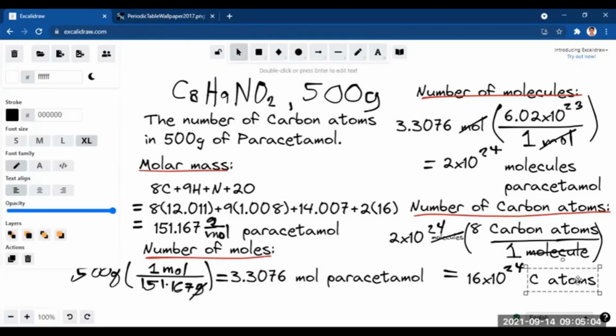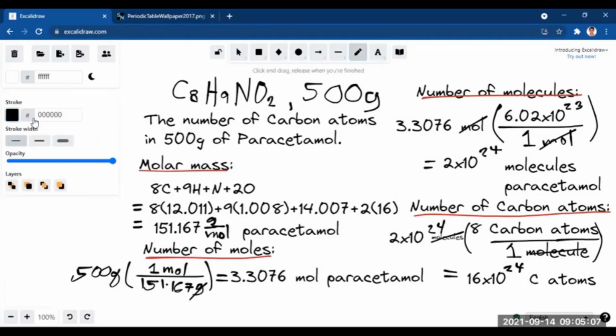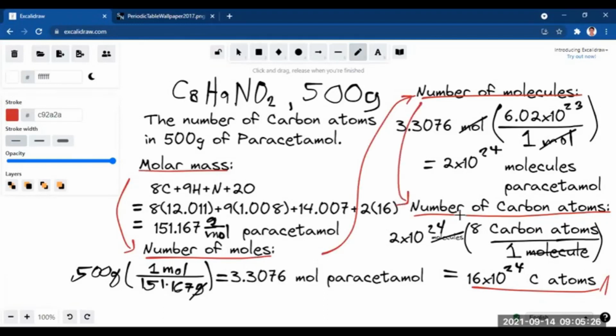Okay, so we just repeated the steps of our earlier example. Let's go back. Again, the first step is to solve for the molar mass, then the number of moles, and then the number of molecules. Lastly, the number of carbon atoms. Okay. Again, I'll give you 10 seconds to absorb.